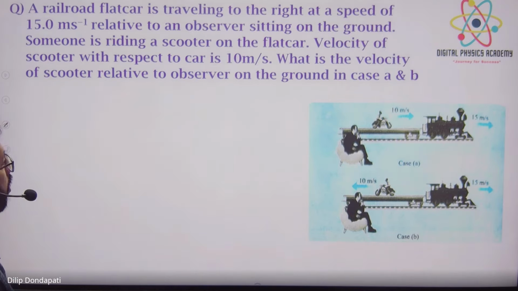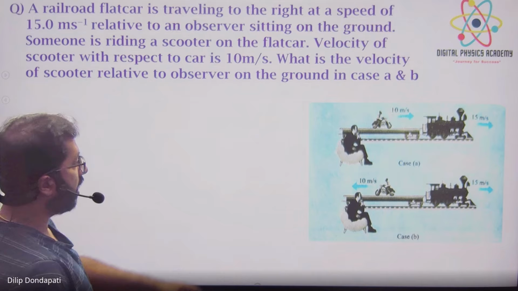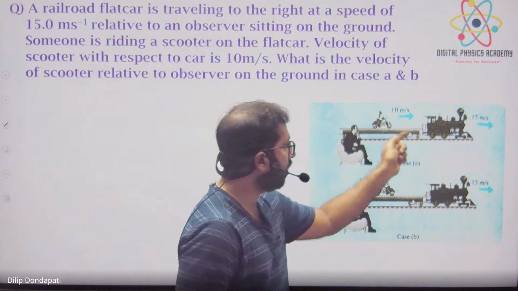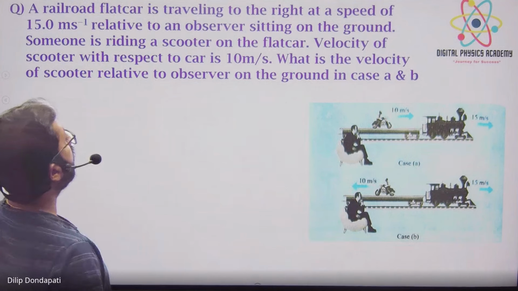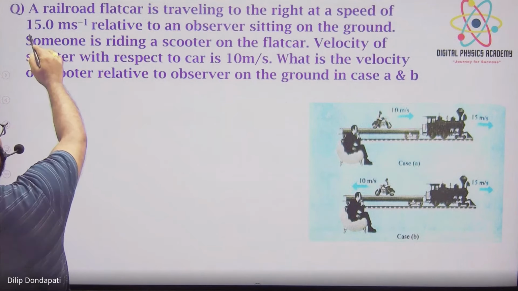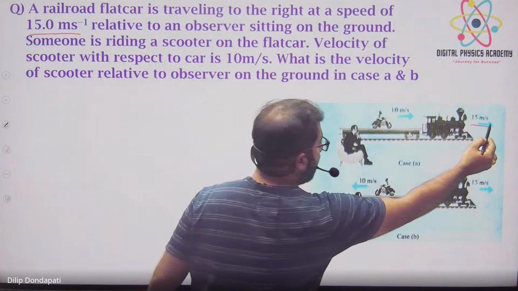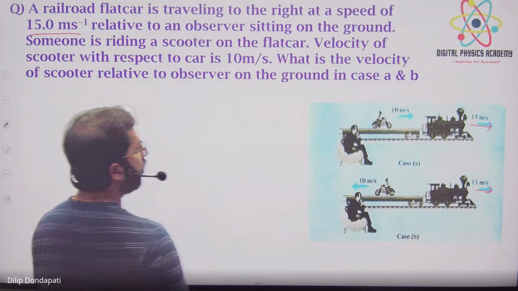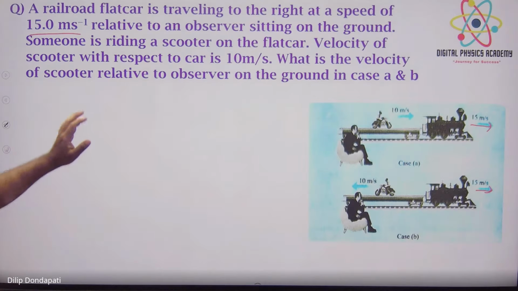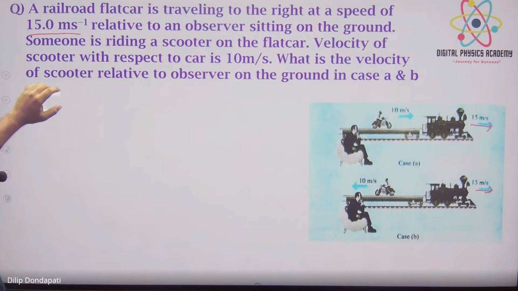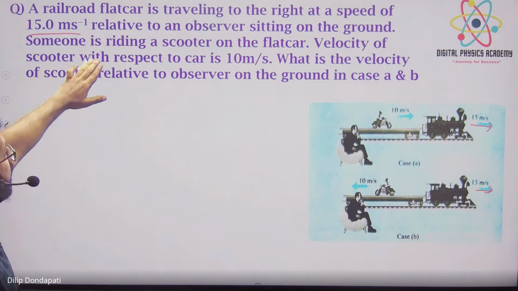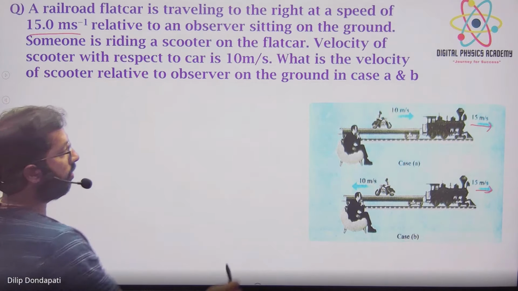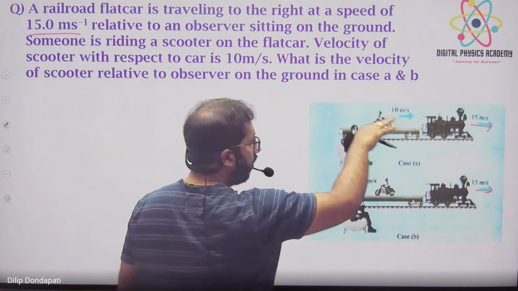A railroad flat car, meaning the train, A is a flat car, the whole train. Okay, it is going to the right side with 15 meters per second. Okay, case A, case B, relative to the observer sitting on the ground. Someone riding a scooter on a flat car. Okay, the scooter is riding on the flat car.